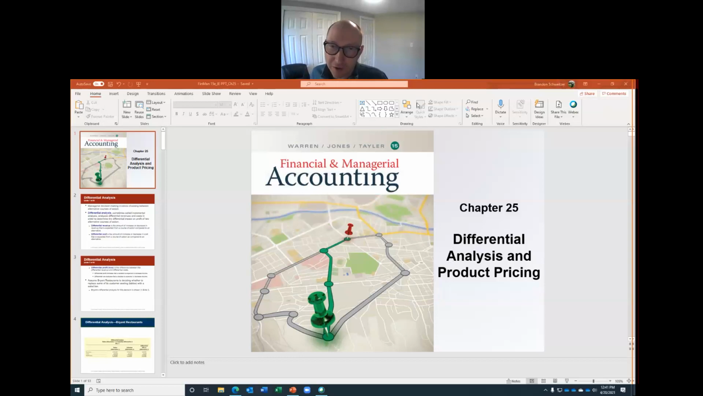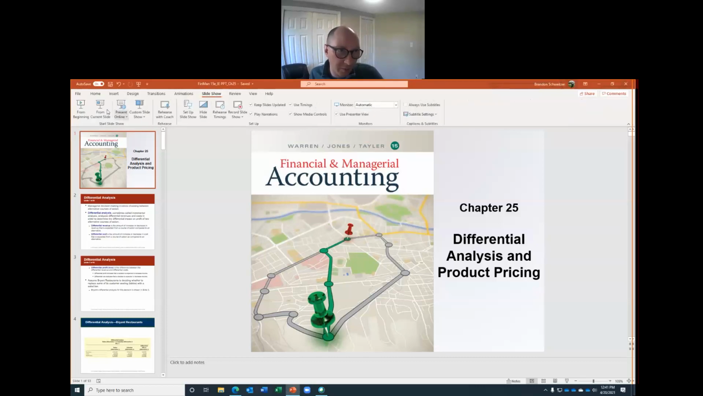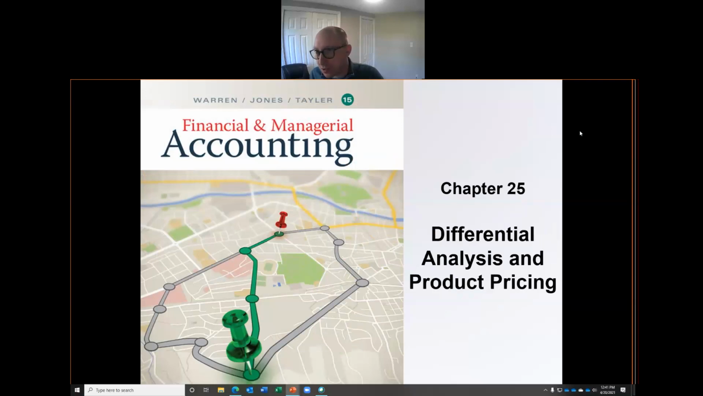Today we're going to be talking about differential analysis and product pricing. The concept of product pricing is probably one of the most important concepts of business. You have to know how much to charge for your products in order to generate a profit. Make sure you don't generate a loss.